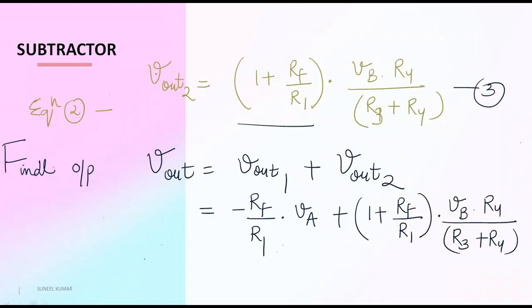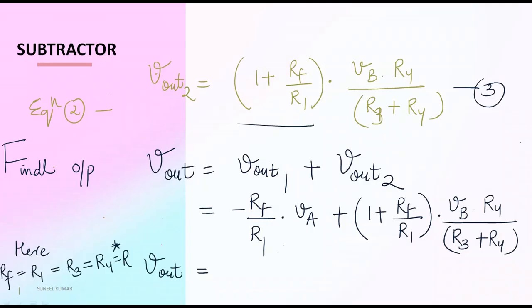So now we can simplify it, considering some cases. Let's say here, consider all resistances are equal, meaning RF is equal to R1 is equal to R3 is equal to R4. Let's say these all are resistance R.